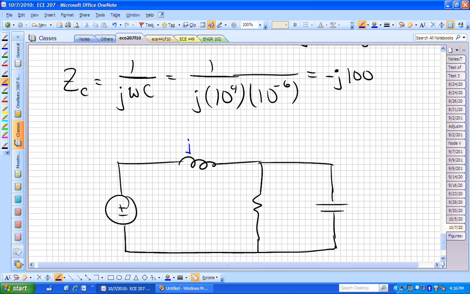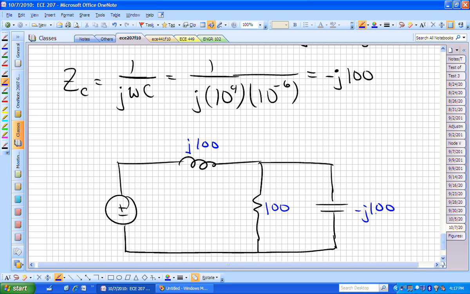This now is J100. That's its impedance. The impedance of the resistor was 100. The impedance of the capacitor was minus J100. What's our input? What's our voltage source? We now go from time domain into the frequency domain, which means we take the time domain expression and convert it to a phasor.